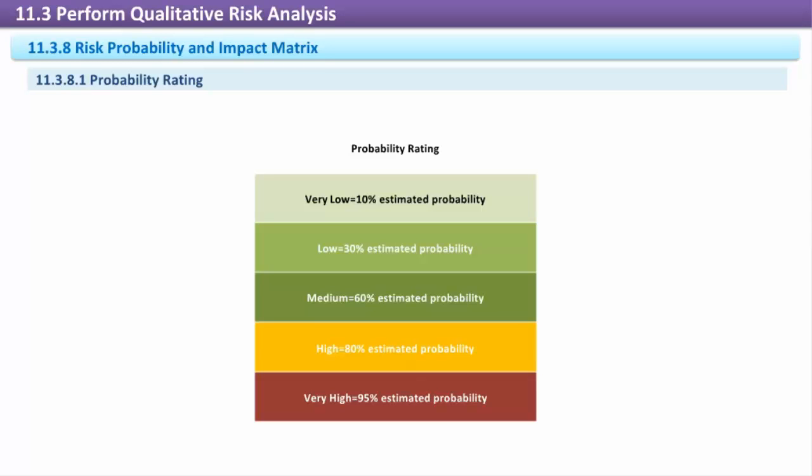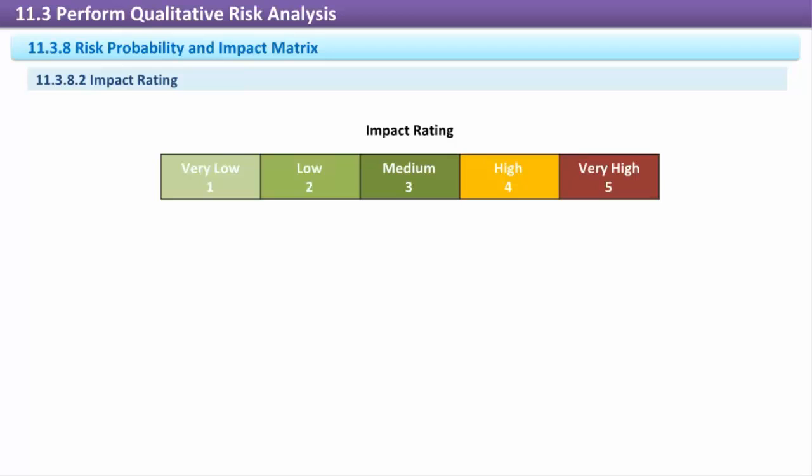In this example, a relative scale is converted into an estimated probability percentage. Impact rating. The impact scale may be tailored to each project objective, and very clear guidelines are provided for rating the impact assessments. It is very common for there to be different ratings for different project objectives based on their importance and opportunities. Positive risks often have different scales than threats.